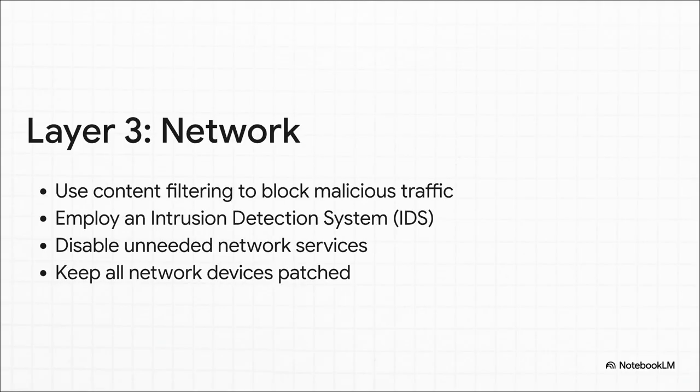And finally, we have the outermost layer, the moat and the drawbridge, your network. This is about securing the connections to the outside world, using filters to block known bad websites and emails, having systems that are constantly watching the traffic, looking for anything suspicious, and, just like with your computer, making sure your router and other network gear always have the latest security updates.